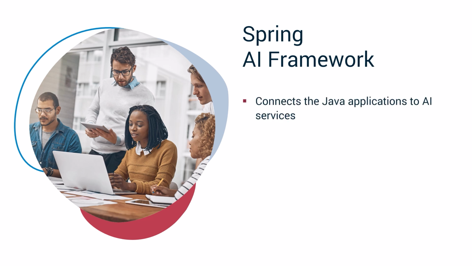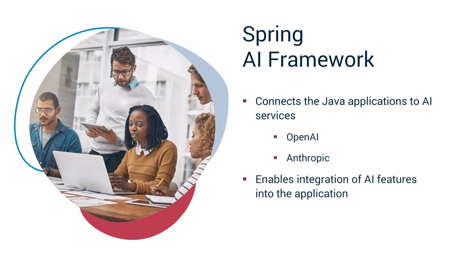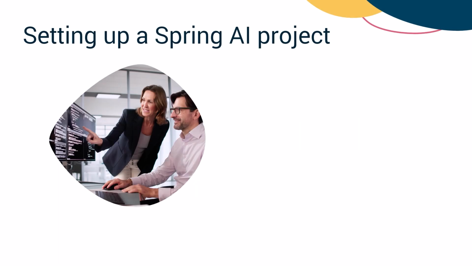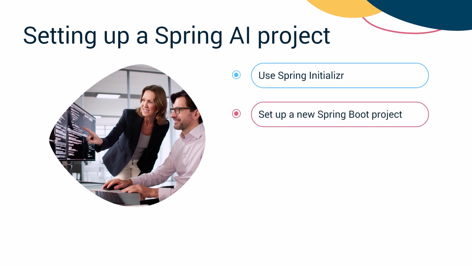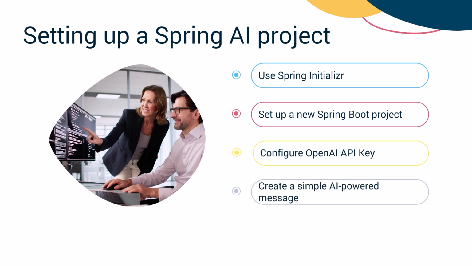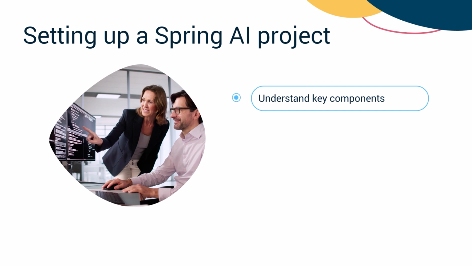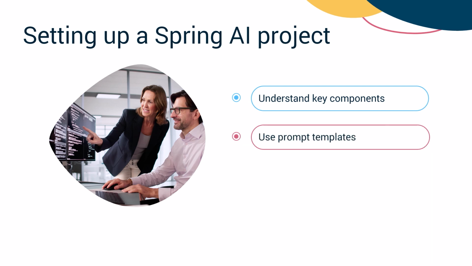It connects the Java applications to various AI services, such as OpenAI and Anthropic, enabling you to integrate the AI features into the applications. The easiest way to set up a Spring AI project is by using Spring Initializer. Begin by setting up a new Spring Boot project, configure the OpenAI API key, create a simple AI-powered message, gain an understanding of the key components, use prompt templates, and run the application.